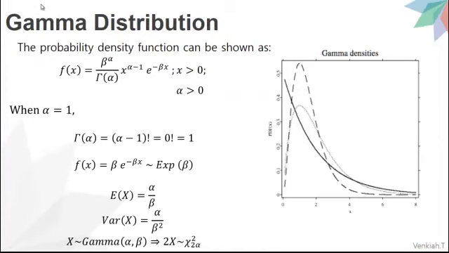So now we come to the gamma distribution. You have a probability density function given below.